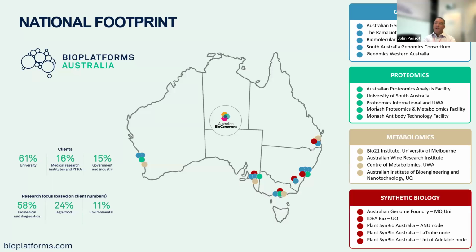So this is just to follow the sequence of national footprint. You can see, once again, Bioplatforms spread across those categories of capabilities, spread across most of Australia, and it's quite a strong presence in WA, where there's quite significant genomics and metabolomics capability as well. And more recently, synthetic biology there in the red, where we have some initial nodes in plants in bio, but also Genome Foundry at Macquarie University and IDEA Bio up at UQ. Next, Stuart.